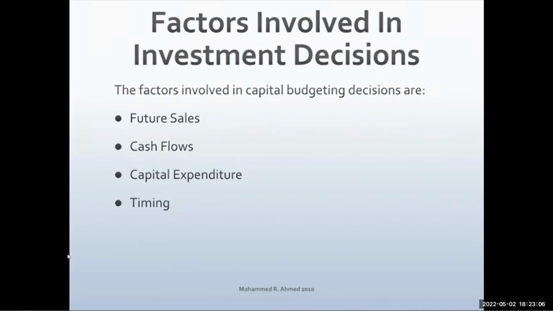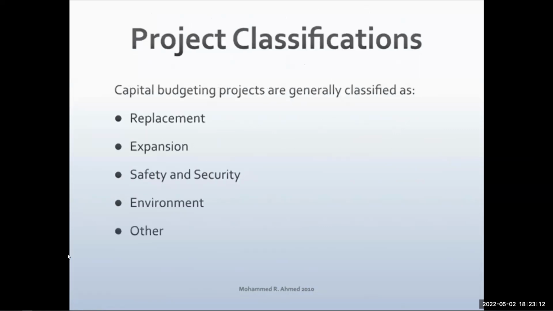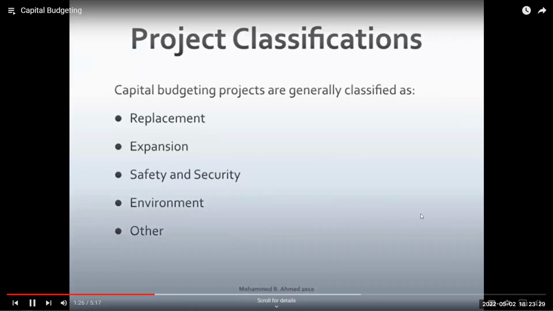The timing of each cash flow affects the present value of cash flow, and the timing of investment will affect the future revenues. Capital budgeting projects are generally classified as replacement, expansion, safety, security and environment, and other. Companies have to replace old equipment because of breakdowns, lower productivity, or technological obsolescence to maintain the production capability of the firm. Replacement projects are the most common capital budgeting project in the business.